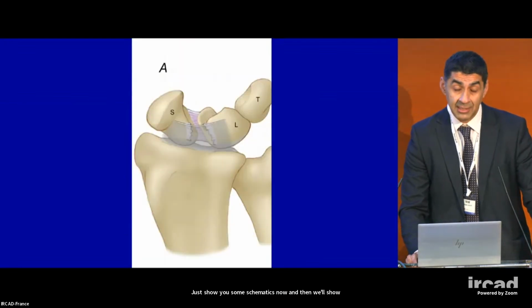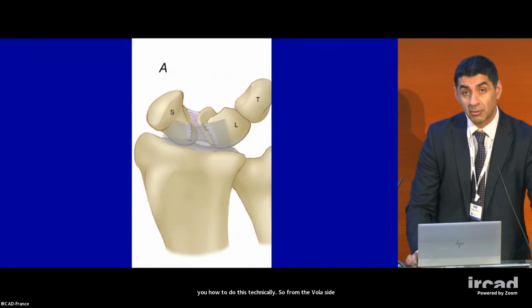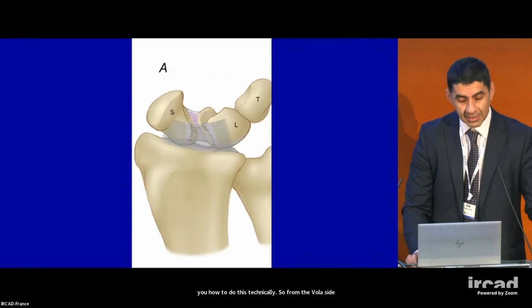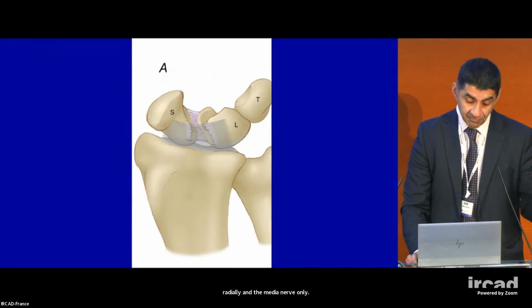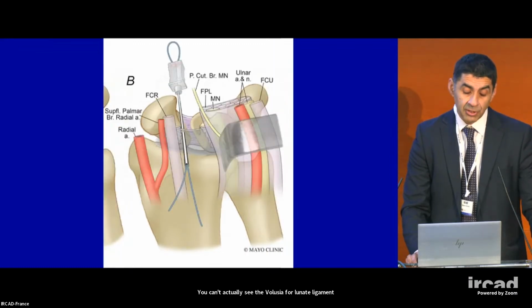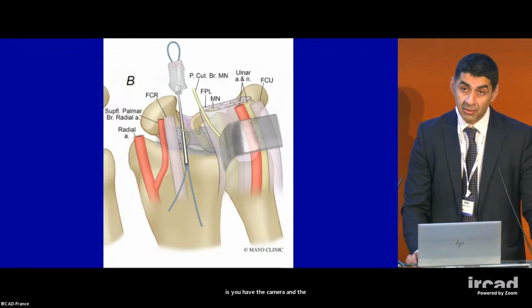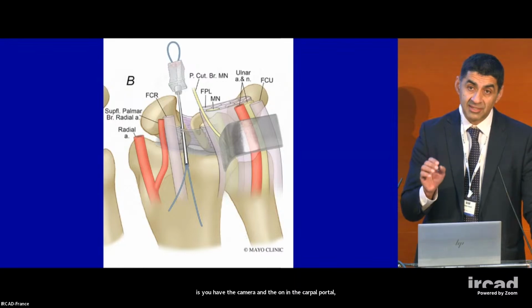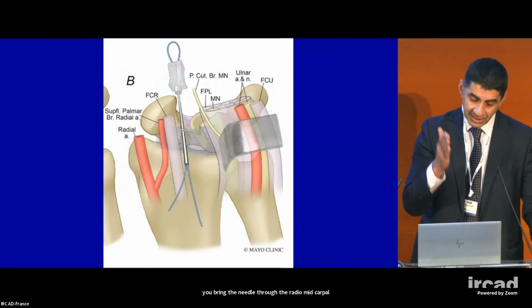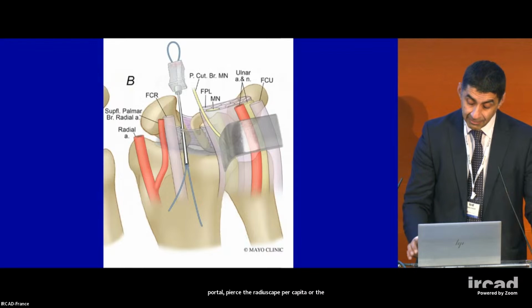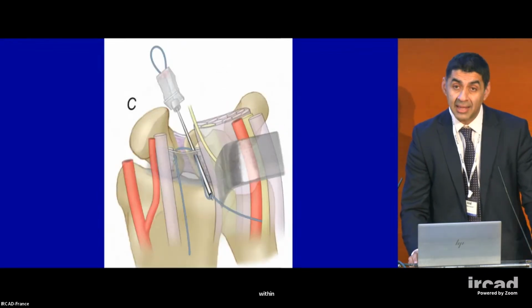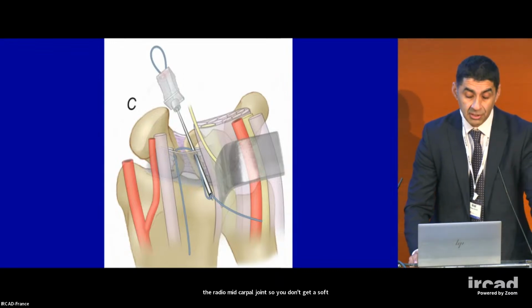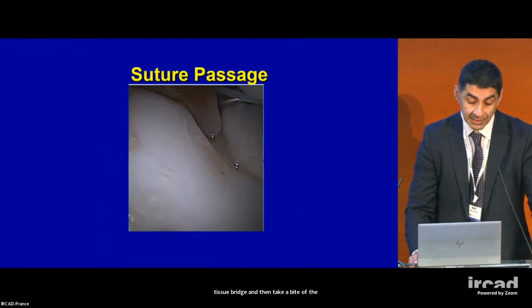So from the volar side is typically a volar radial portal where you take the FCR radially and the median nerve ulnarly. You can't actually see the volar scapholunate ligament from the dorsal side, and essentially what you're doing is you have the camera in the ulnar midcarpal portal, you bring the needle through the radial midcarpal portal, pierce the radius scapha capitae or the capsule adjacent to the scaphoid, pull the needle back, but stay within the radial midcarpal joint so you don't get a soft tissue bridge, and then take a bite of the capsule adjacent to the lunate and tie it on the palmar side.